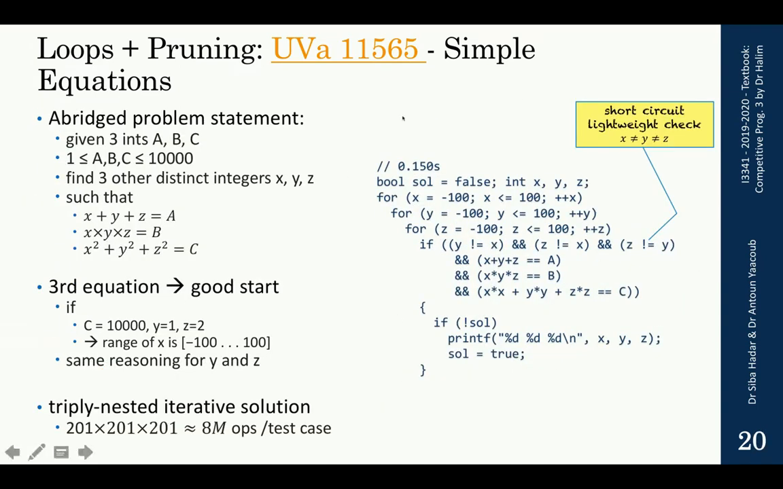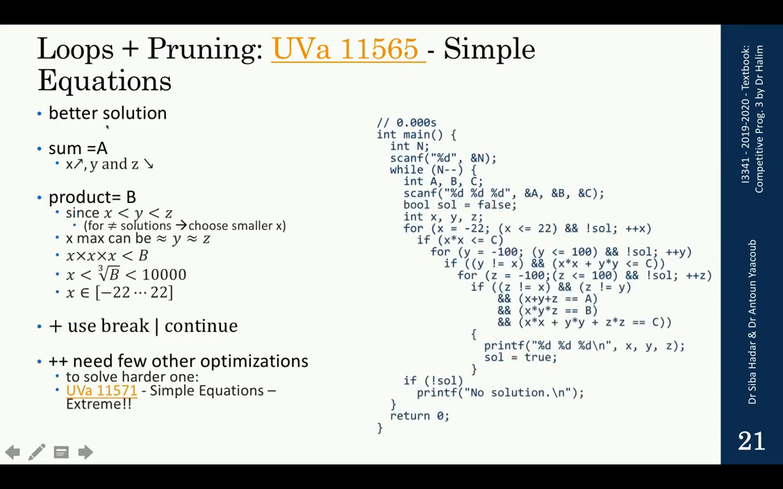Although this kind of solution may pass, we can improve it by providing a better solution, considering the first two equations. If we see that the sum of x, y, and z is equal to a, we remark that if x gets bigger, y and z must become smaller. And then we look at the product that would have to be equal to b. Since the problem statement says for different solutions to choose a solution with x smaller than y smaller than z, we have this constraint already: x less than y less than z.